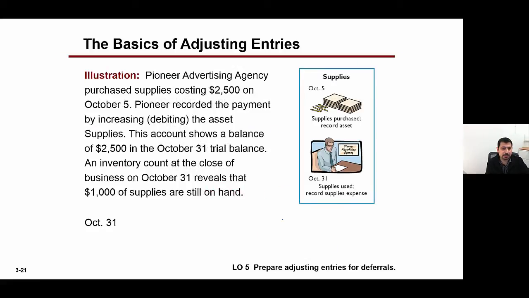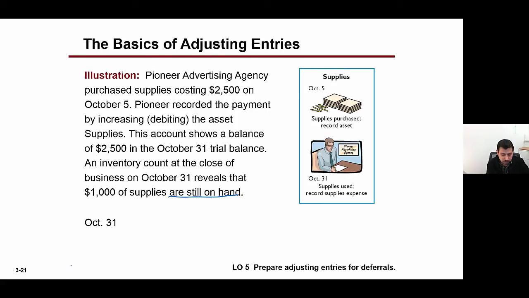So let's look at this example. Pioneer Advertising Agency purchased supplies costing $2,500 on October 5th. Pioneer recorded the payment by debiting the asset supplies. This account shows a balance of $2,500 in the October 31st trial balance. An inventory count at the close of business on October 31st reveals that $1,000 of supplies are still on hand. Whenever you see the expression "still on hand," it means this is what you are left with. This is the ending balance of supplies. And the difference between the ending balance and the original balance is the amount of supplies that was used.